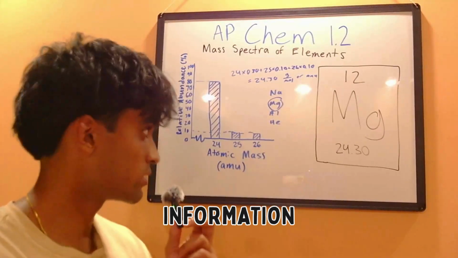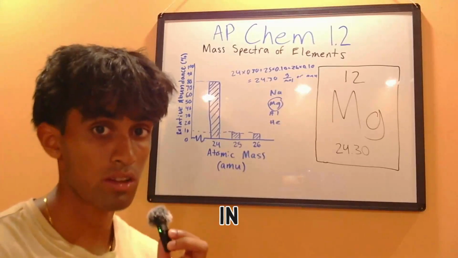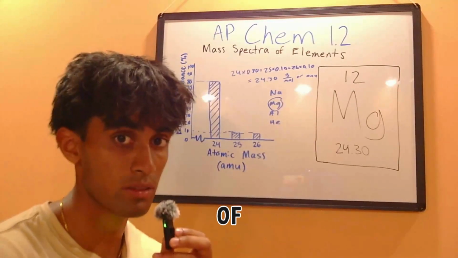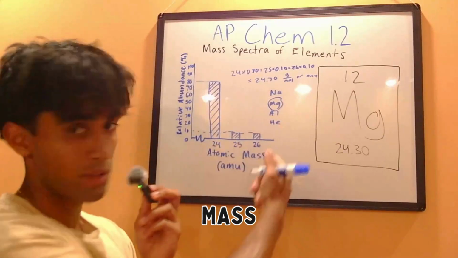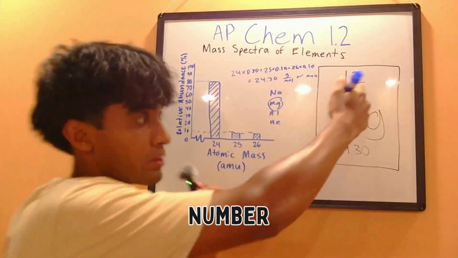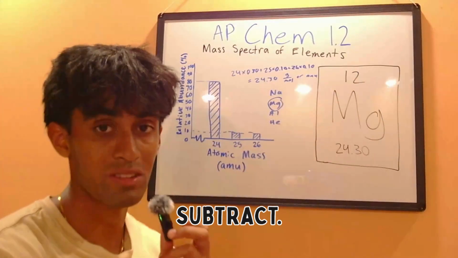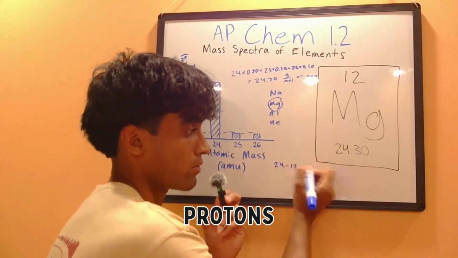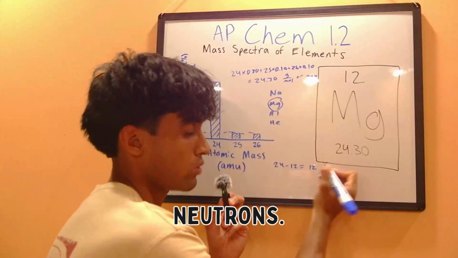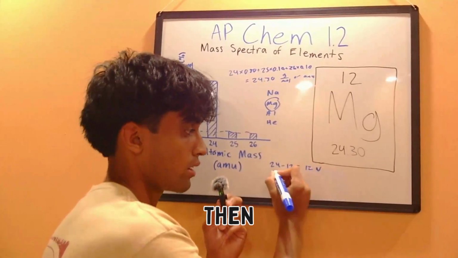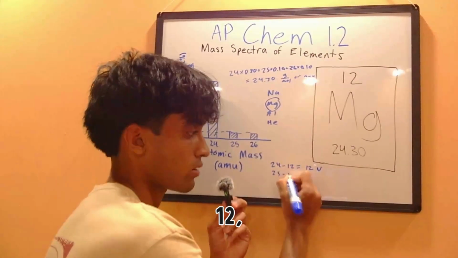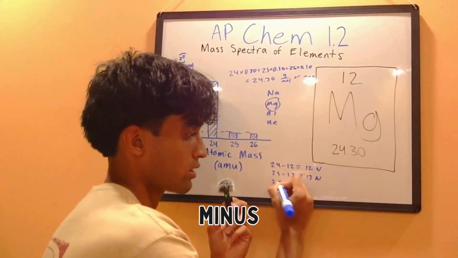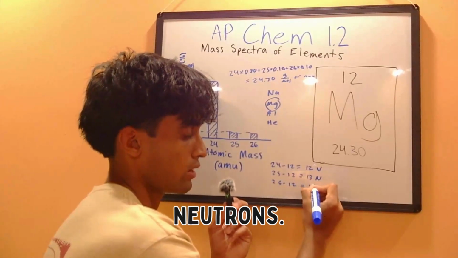The second thing we can do with this information is find the number of neutrons in each isotope. Remember how the mass equals the number of protons plus the number of neutrons. We are given the mass for each of the 3 isotopes, and we are given the number of protons. So all we have to do is subtract: the mass minus the number of protons gives the number of neutrons, so 12 neutrons for Mg24. Then 25 minus 12 gives 13 neutrons, and 26 minus 12 gives 14 neutrons.